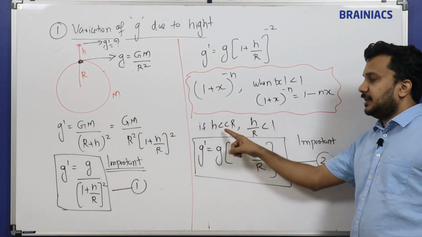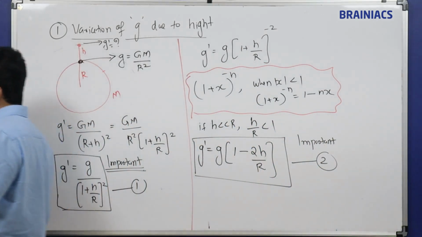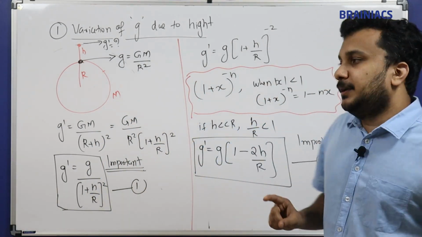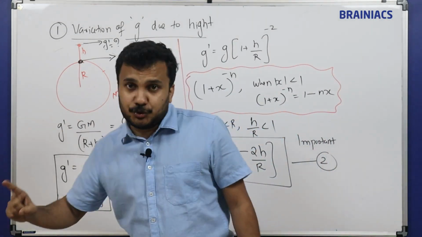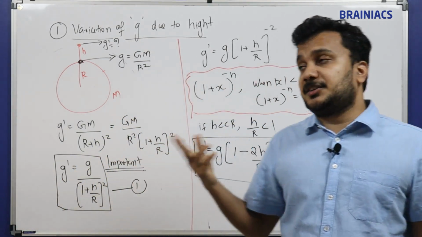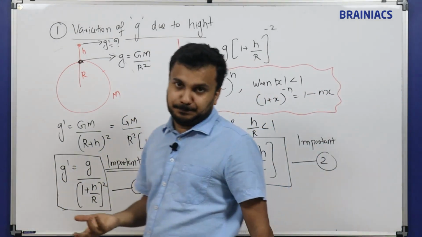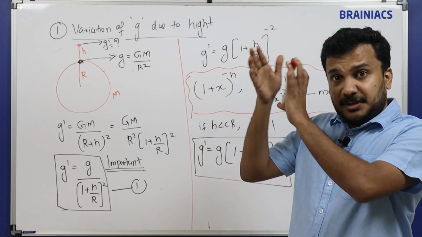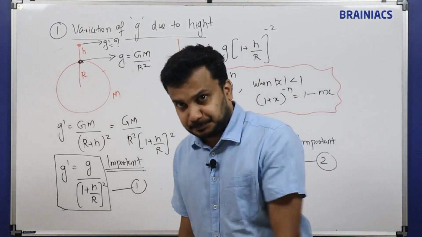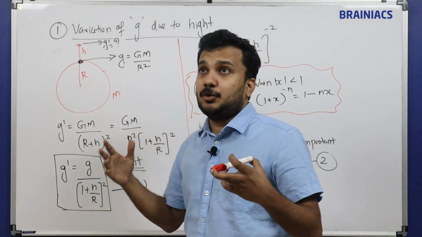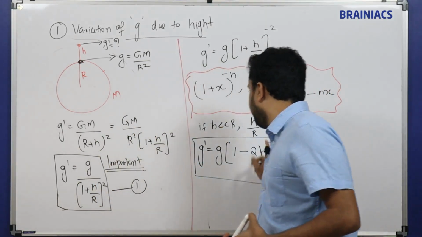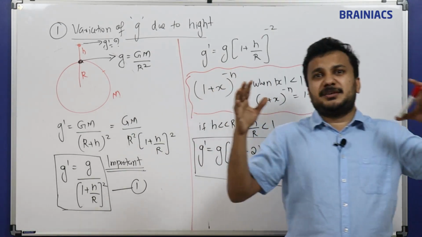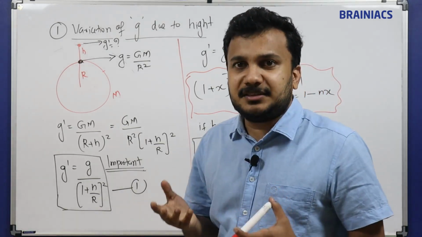Similarly, while solving in the examination, if h is very much less than r and you are sure about that, you can use the second equation. Suppose they ask you to find the value of h, then you have to use the first equation, because you don't know the value of h. If they give you the value of h, and you know the radius of Earth is 6,400 kilometers, and h is a very small value, then you know h is less than r.